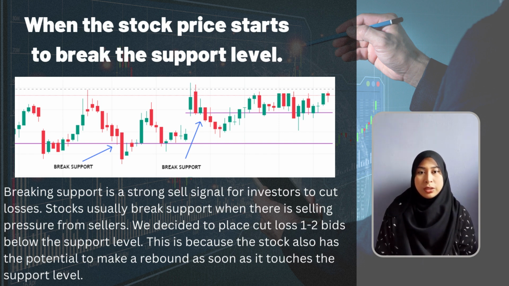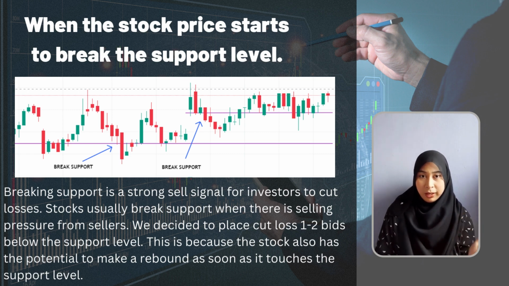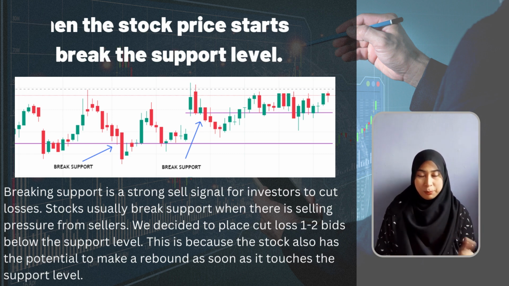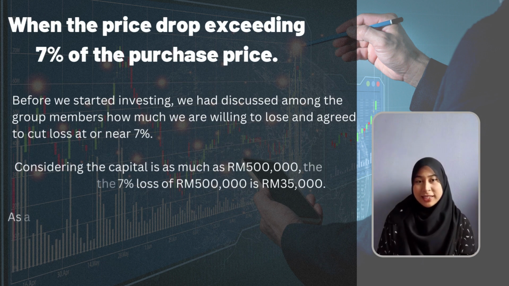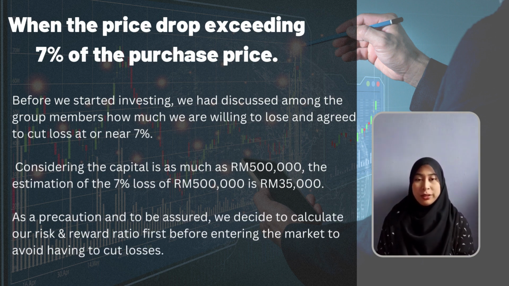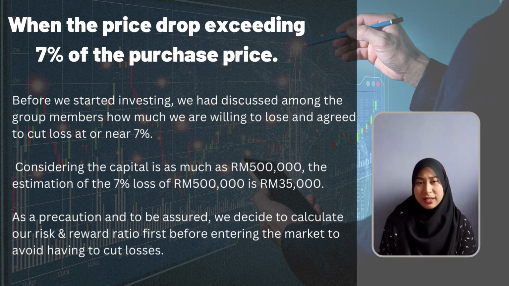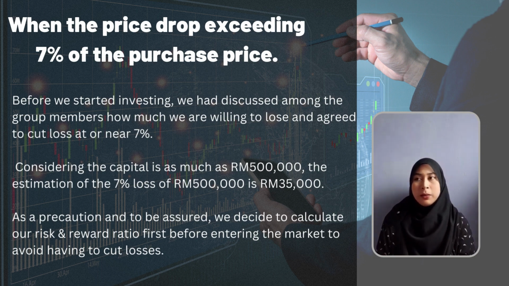Stocks usually break support when there is selling pressure from sellers. So we have decided to place the cut loss 1 to 2 bids below the support level. This is because the stock also has the potential to rebound as soon as it touches the support level. The next technique is to cut losses when the price decreases exceeding 7% of the purchase price.